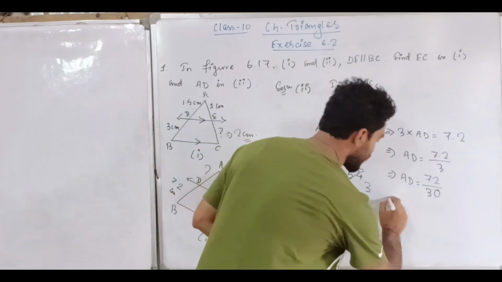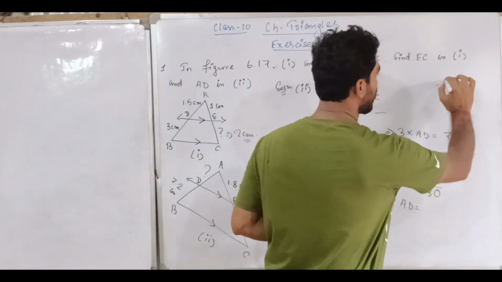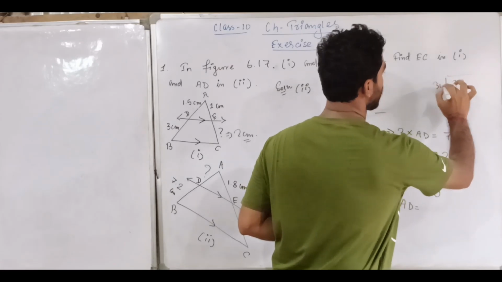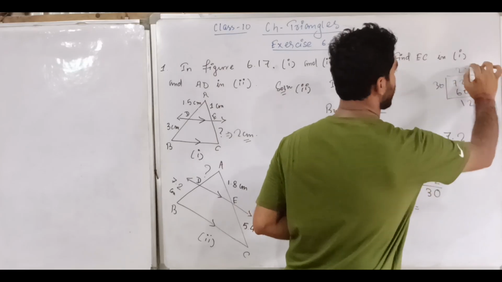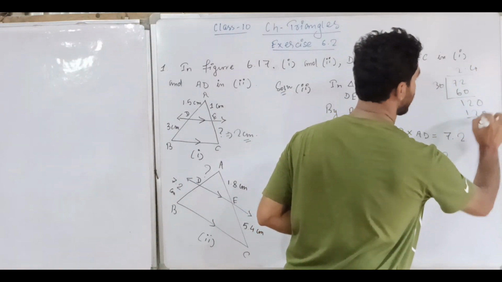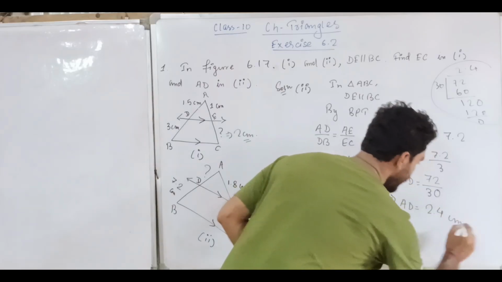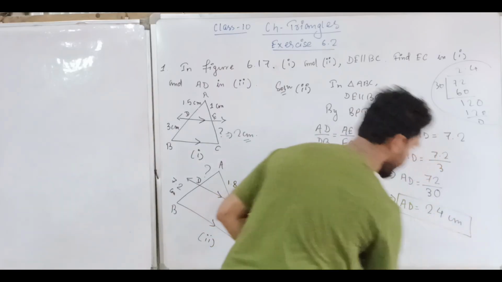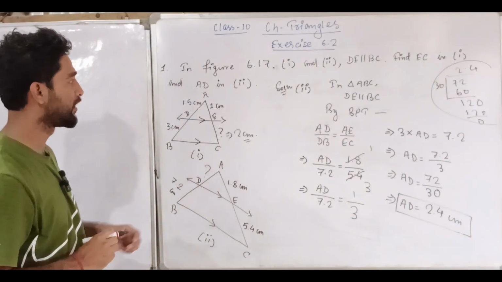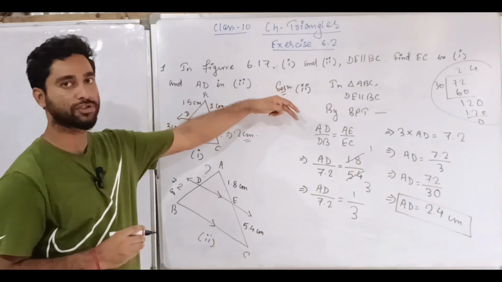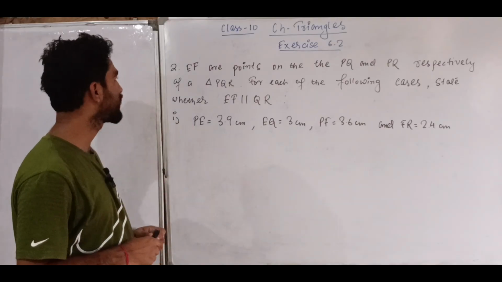Now divide 72 by 30. 3 twos are 6, 12, 3 fours are 12, 120. So what will be our answer? The AD distance will be 2.4 centimeter. So like this we can apply the basic proportionality theorem and solve these questions. Okay, now let's see the question number 2.